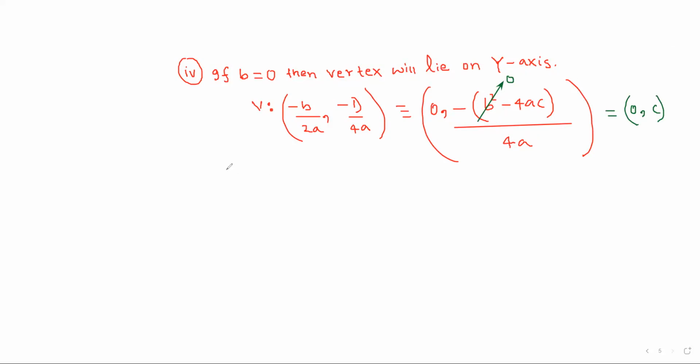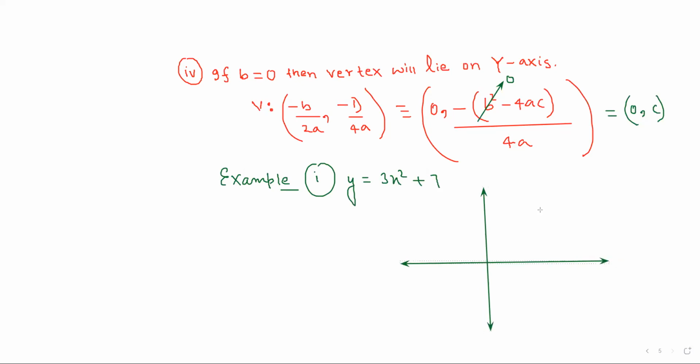Okay, let's take an example. First example, y is equal to 3x square plus 7. Observe the y-axis. Here b will be 0, so the graph will lie on the y-axis. This is 0 comma c, that is 0 comma 7. This is the origin. This is the shape of the graph.